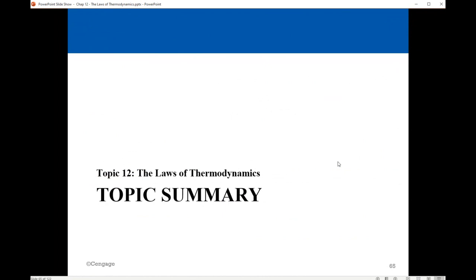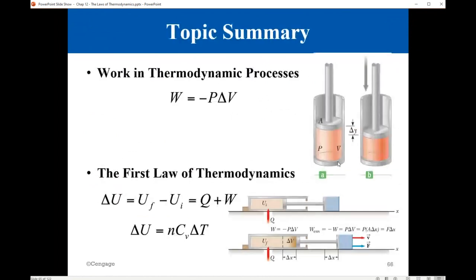We are done with this chapter. We learned about the thermodynamic systems. We learned about thermodynamic processes. We learned how to calculate the work from the change in the volume. The product P delta V will allow us to calculate the work.